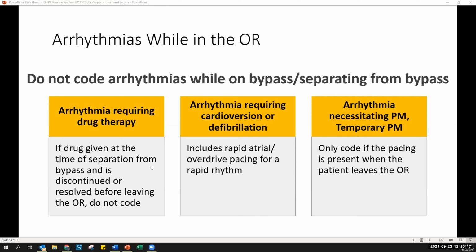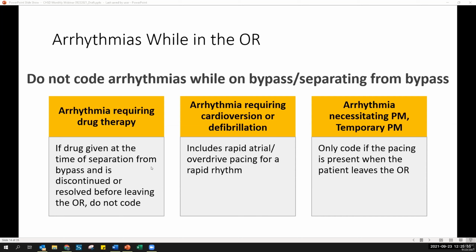If we look at arrhythmia requiring drug therapy, if the drug is given at time of separation from bypass and is discontinued or is resolved before leaving the OR, then don't code this arrhythmia. So if suddenly they start a drip while we're separating from bypass for an arrhythmia that the patient is experiencing, and they turn off that drip before the patient leaves the OR, then we're not going to code the arrhythmia requiring drug therapy. However, if that drip gets started around the time that we're separating from bypass and the patient transfers to the unit and they're still on that drip, then we would go ahead and record that.